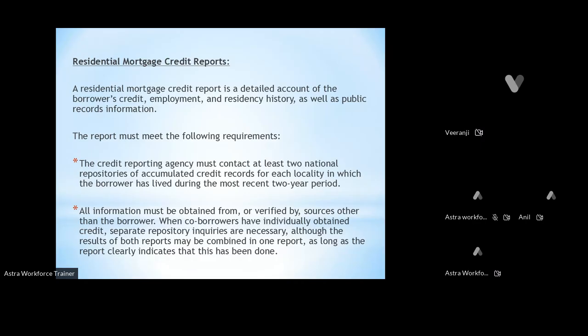All information must be obtained from or verified by sources other than the borrower. When co-borrowers have individually obtained credit and separate repository inquiries are necessary, the results of both reports may be combined in one report as long as the report clearly indicates that this has been done.